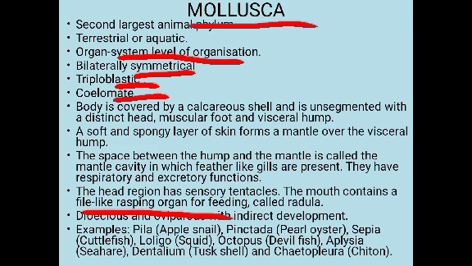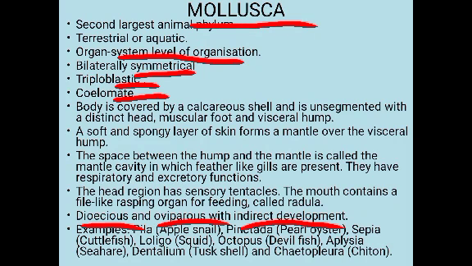And these organisms are usually dioecious. Dioecious means sexes are separate, and oviparous. Oviparous means they are egg laying animals. Okay, and they show indirect development, that is, a larval stage is formed.